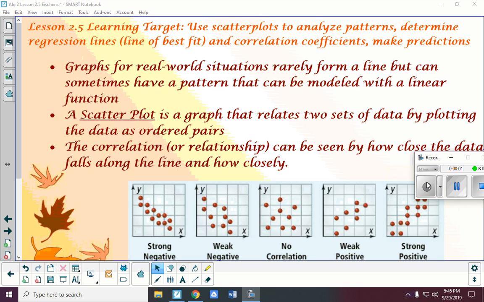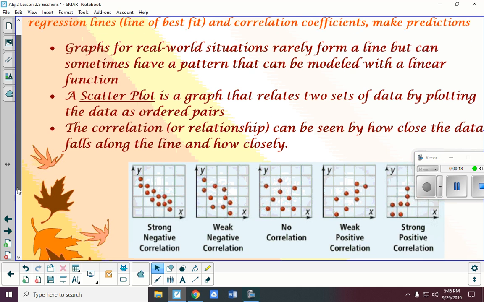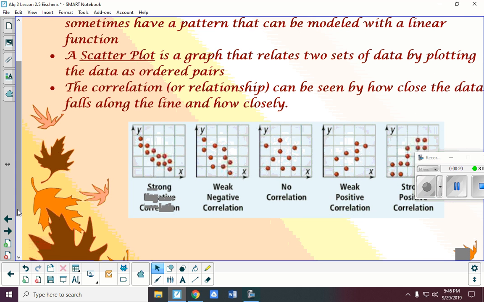All right, in this lesson 2.5, we are talking about using scatter plots to analyze patterns, determine regression lines and correlation coefficients, and to make predictions. Graphs for real-world situations rarely form a line, but can sometimes have a pattern that can be modeled with a linear function. A scatter plot is a graph that relates two sets of data by plotting the data as ordered pairs. The correlation or relationship can be seen by how close the data falls along the line and how closely.